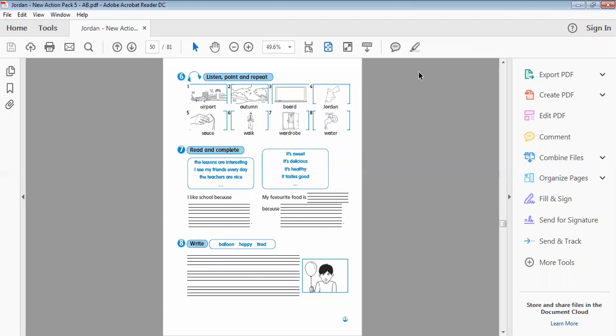One. Airport. Two. Autumn. Three. Board. Four. Jordan. Five. Source. Six. Walk. Seven. Wardrobe. Eight. Water.